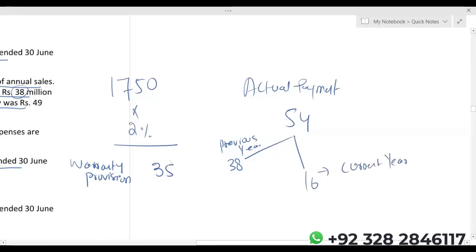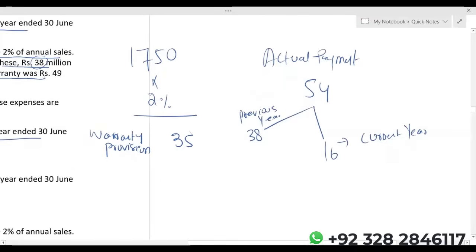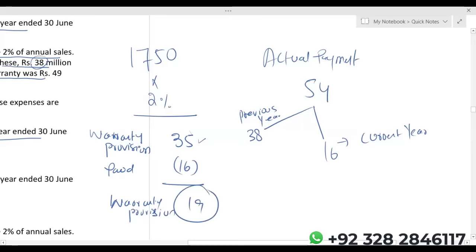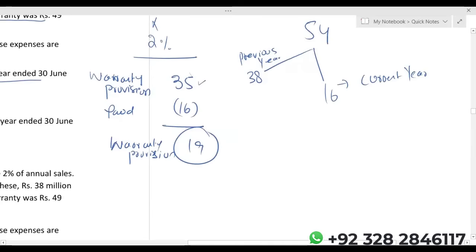Now logically, please listen carefully. The warranty provision is 2% of the sale. The current year sale is 1750. If I take 2% of that, it is coming 35. But out of that 35, the provision of the current year, how much we have paid? 16 million. It means warranty provision, this 19 million warranty provision you will show in your current year SOFP.